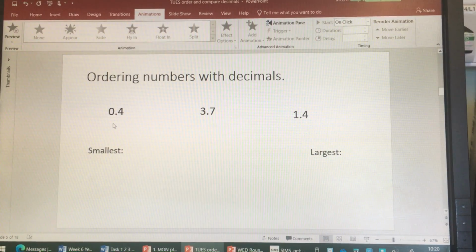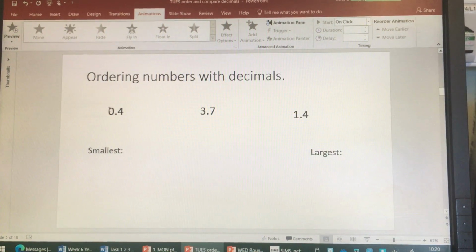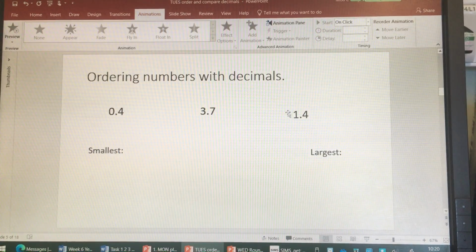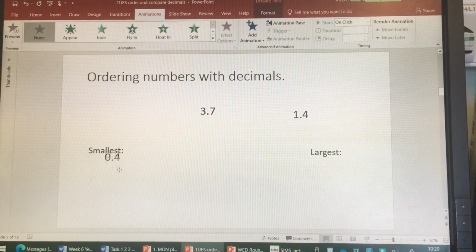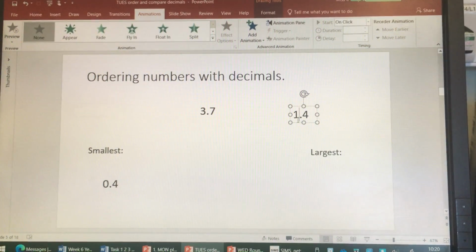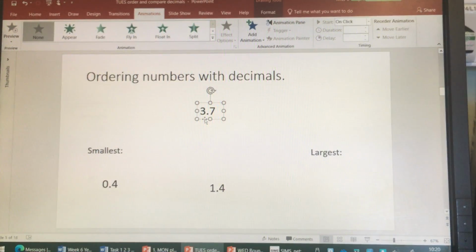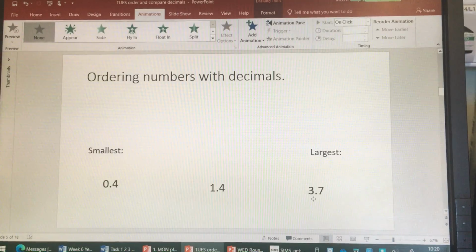So I've got 0.4, 3.7 and 1.4. I'll look at the ones column. This doesn't have any ones. This one has 3 ones and this one has 1 one. So this one must be the smallest because it doesn't have any ones. This one goes next because it has 1. And this number is the largest because it has 3 ones.